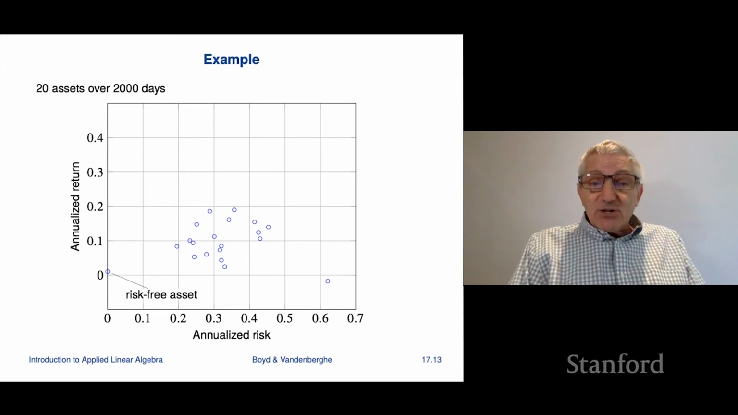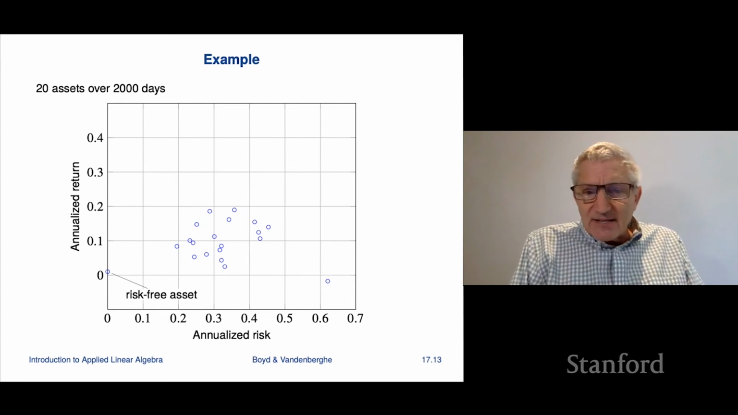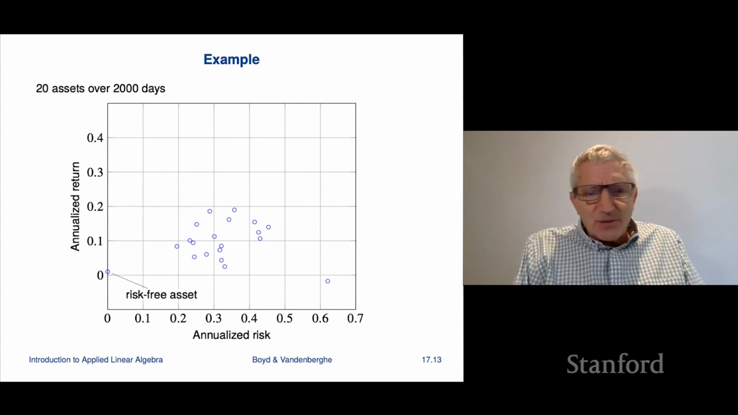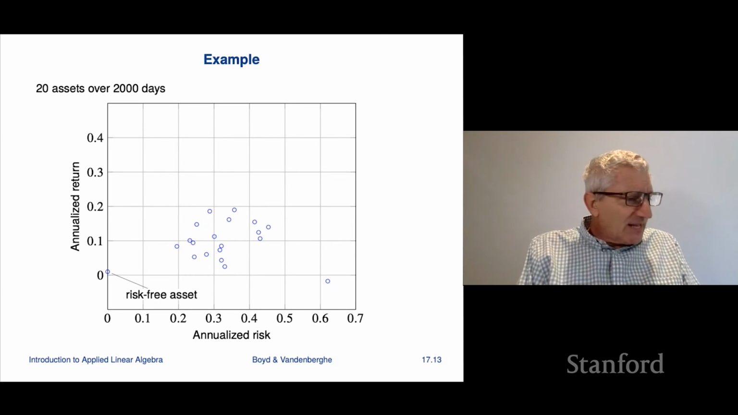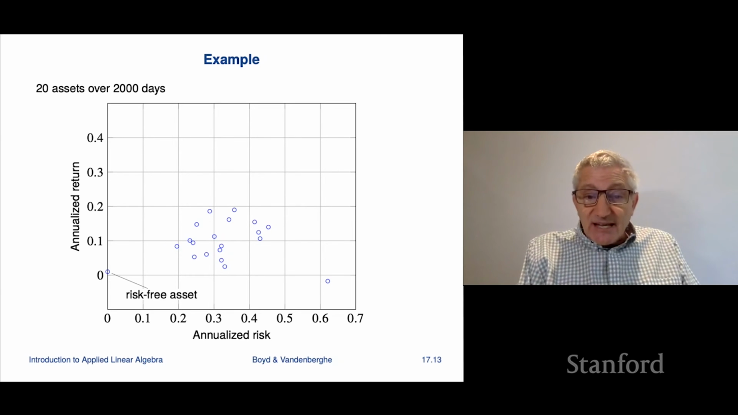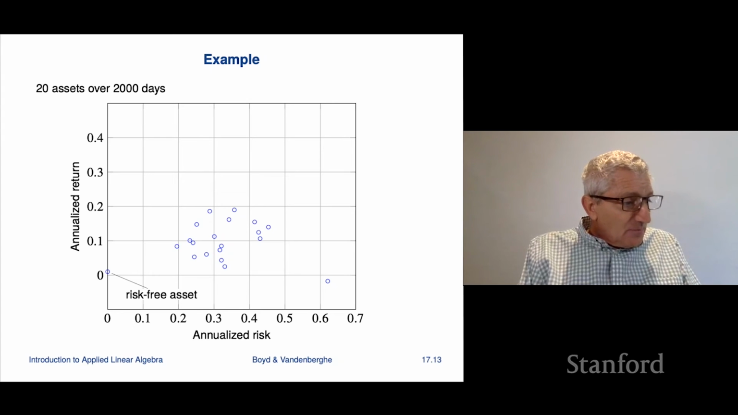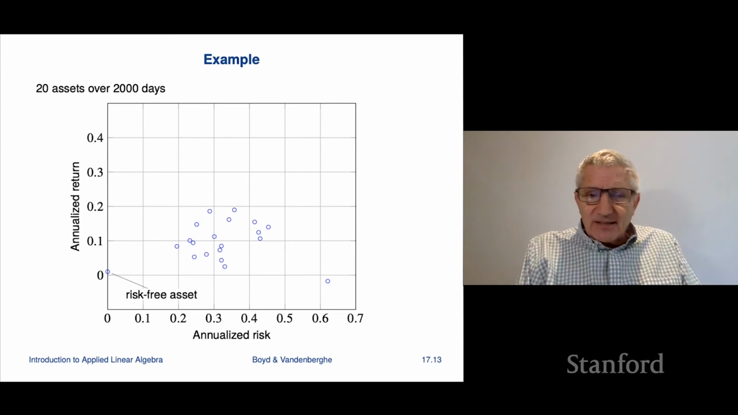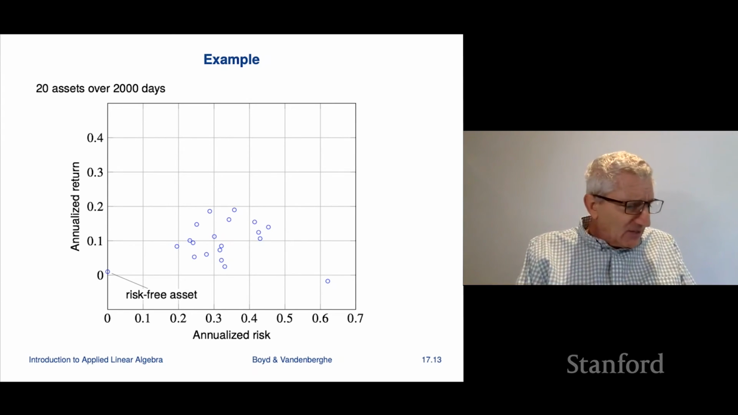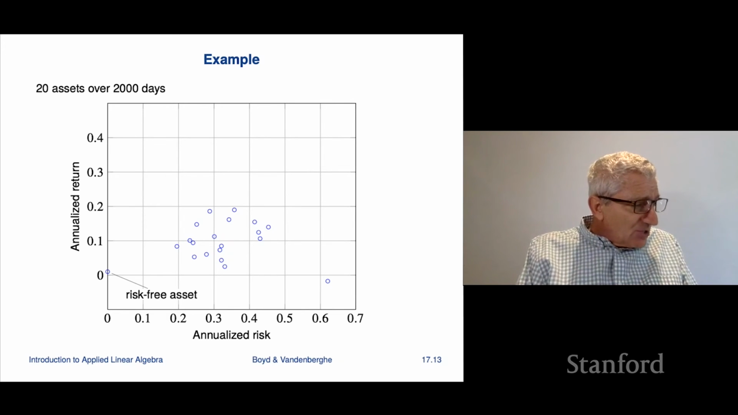Okay, so let's look at an example. This is 20 assets. Actually, I think they're ETFs or something. I can't remember what they are. Doesn't matter. There's 20 assets over 2,000 days. So that's roughly 8 years. And here's what you get.